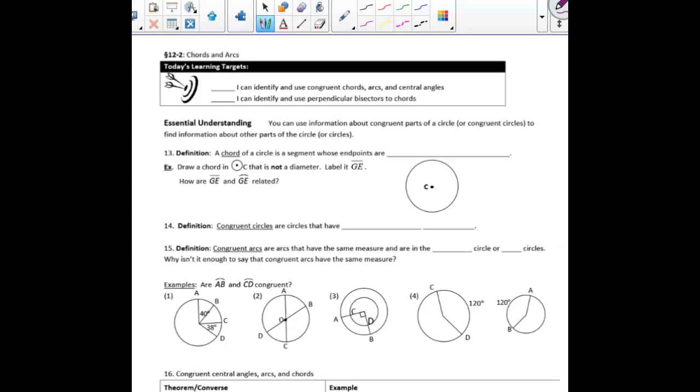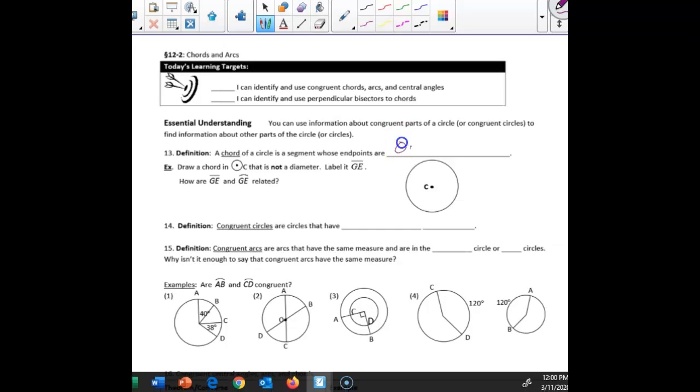Today's video is on chords and arcs. So first we'll define what a chord is. A chord of a circle is a segment whose endpoints are on the circle.